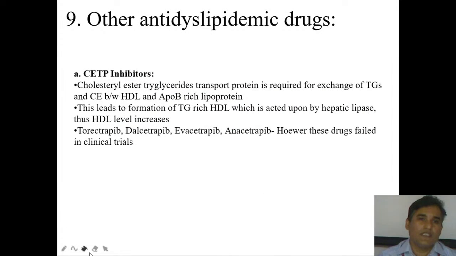Other drugs, CETP inhibitors. CETP is responsible for the exchange of cholesterol ester from HDL to triglyceride-rich lipoproteins, and ultimately enhances the LDL level. This CETP inhibitor was experimental, and it was shown that it increased the HDL level, but clinically all the drugs failed.